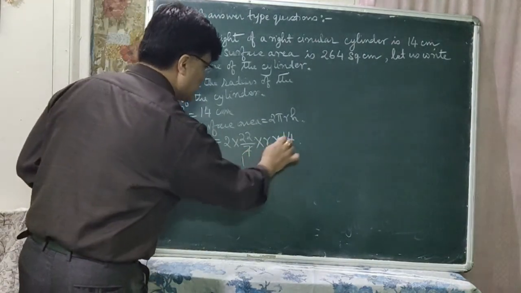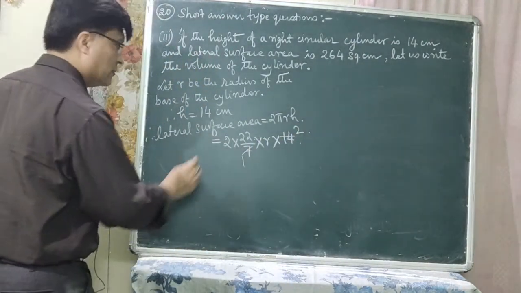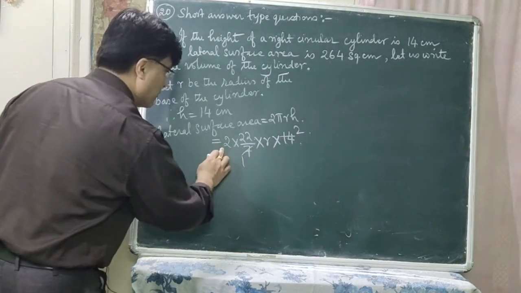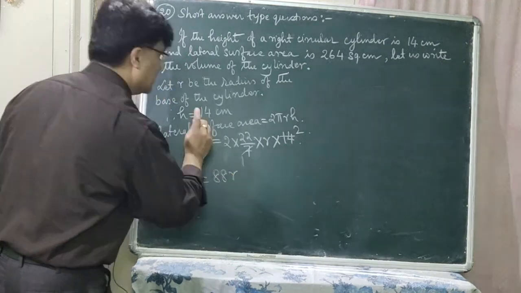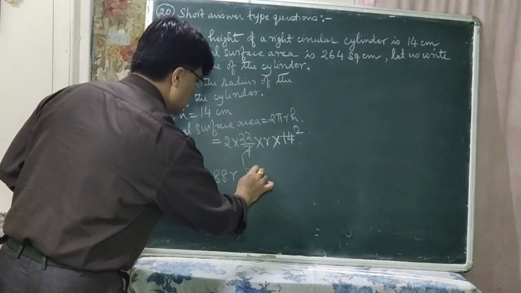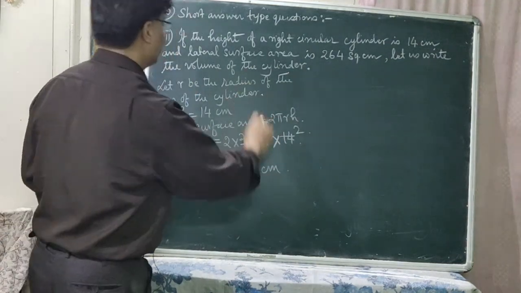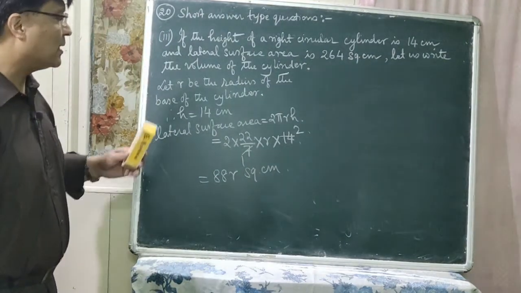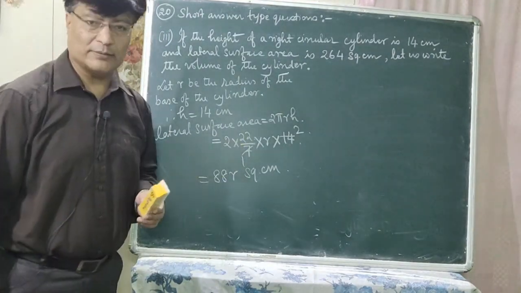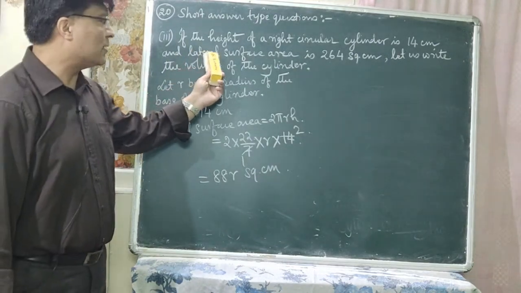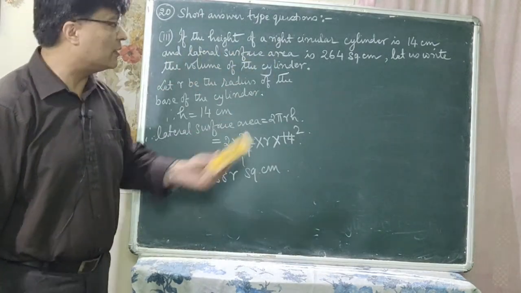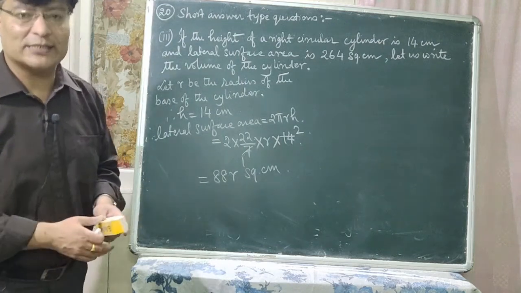So it is 7 ones are 7, 7 twos are 14. Right. So it is 2 twos are 4. 4 into 22, 4 twos are 8, 4 twos are 8. 88 r. What is the unit here? This is square centimeter. That is your 88 r square centimeter. Okay. But by question, what is the lateral surface area of the cylinder? It is 264 square centimeter.